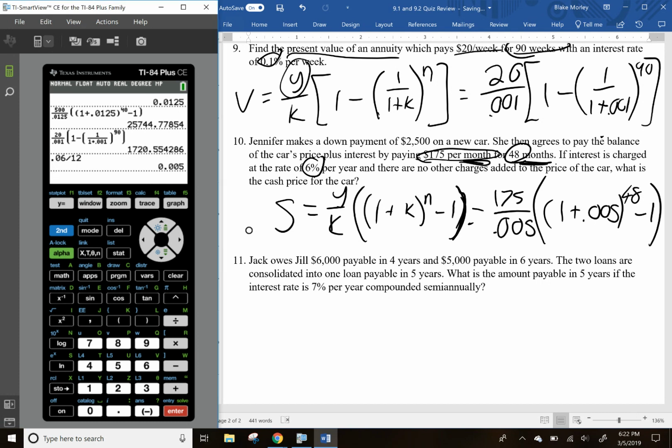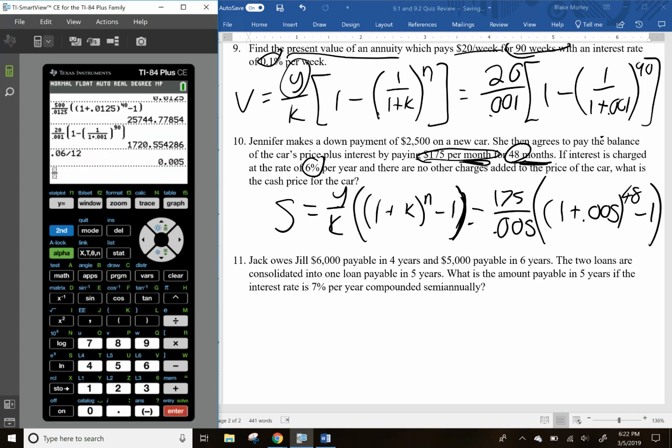So typing this all in, alpha y equals, got the 175 on top, 0.005 on the bottom, 1 plus 0.005. All right.